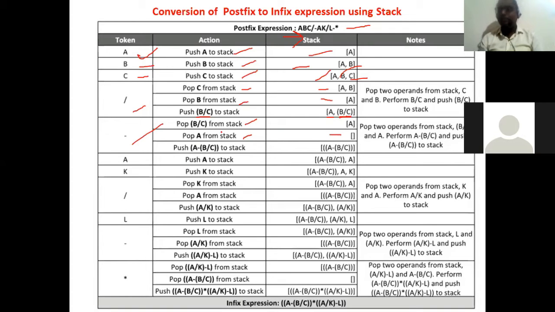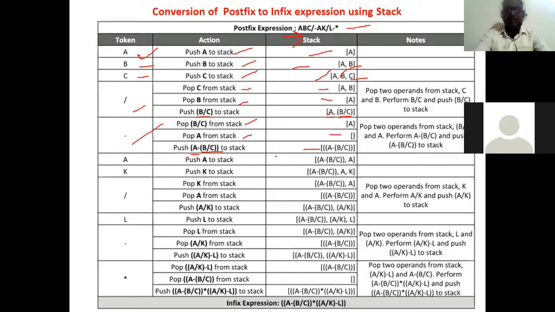Okay, so which is operand 2? What did you pop first? B divided by C, then second A came out, so you have to write down A first. That means A is operand 2, minus, operand 1, that is B divided by C. So okay, you have to push A minus B divided by C into the stack. So likewise, you have to add it to the stack.